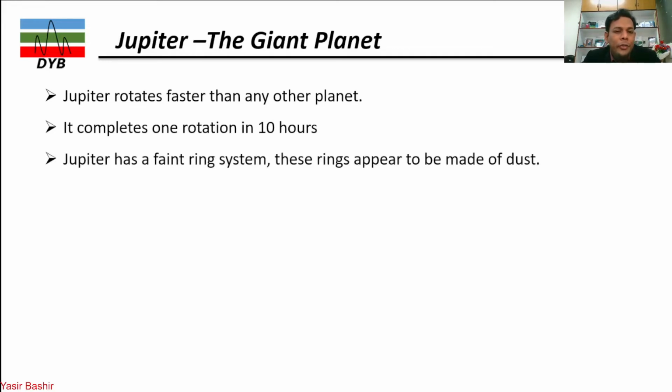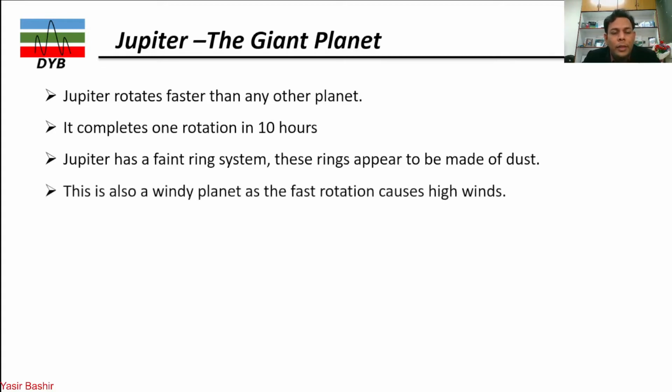And Jupiter has a faint ring system. These rings appear to be made of dust. So you can see there are rings around Jupiter as well. This is also a windy planet, as the fastest rotation causes high wind. As you know, one rotation of the Earth is 24 hours, so Jupiter rotates about twice as fast as the Earth. That causes the high speed of wind on the surface of Jupiter.